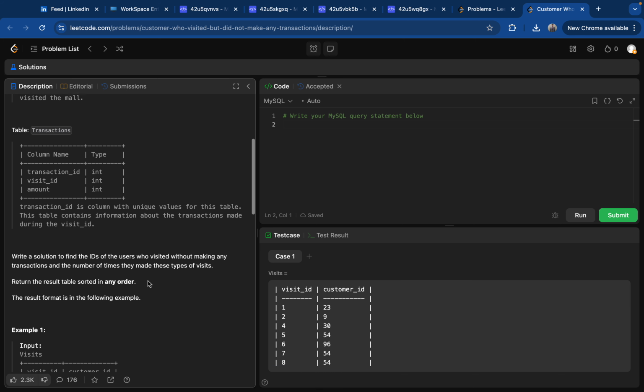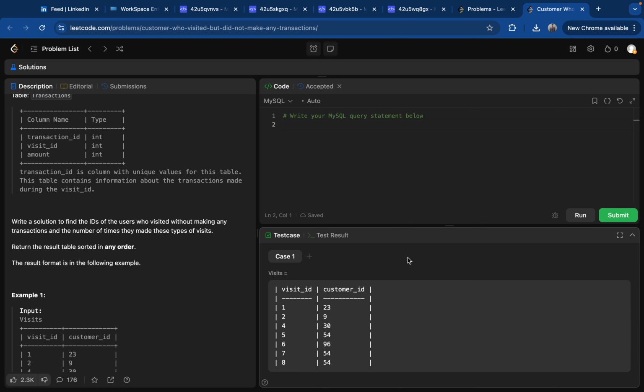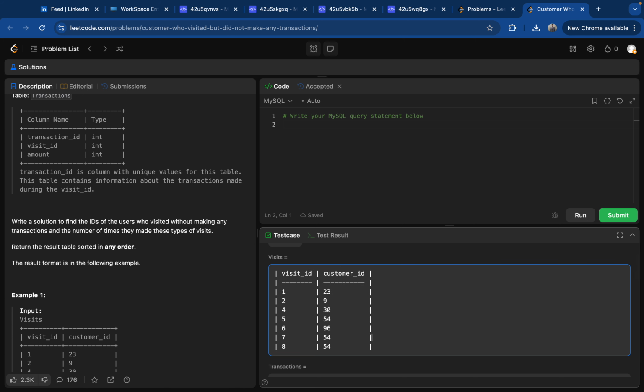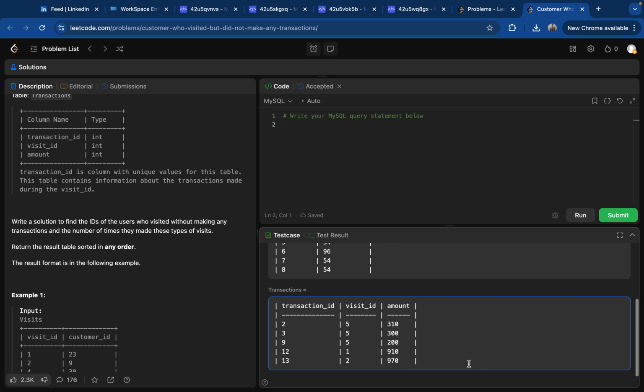Next table is transactions. It has three columns: transaction ID, visit ID, and amount. Transaction ID is the column with unique values for this table. This table contains information about the transactions made during the visit ID. So suppose customer ID 23 visited the mall with visit ID 1. On his visit, he made a transaction with transaction ID 12 with the amount 910.